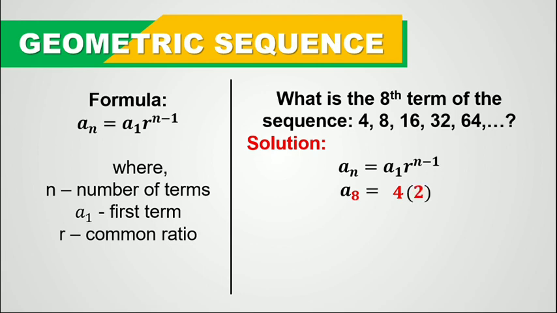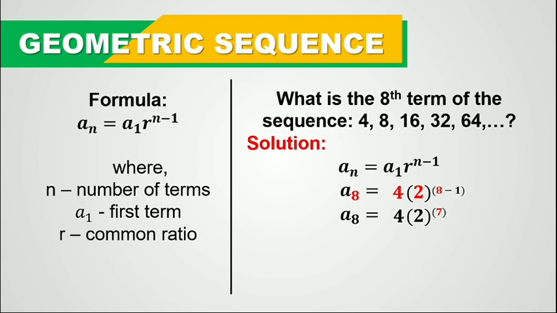So it's 2, and then to the power of n, so 8 minus 1. And then simplify this further. So a sub 8 equals 4 times 2 to the power of 8 minus 1, that's 7. Let's evaluate this expression first, the 2 to the power of 7, because that's according to the GEMDAS rule. You have to evaluate the exponents first before multiplying or doing any operations.